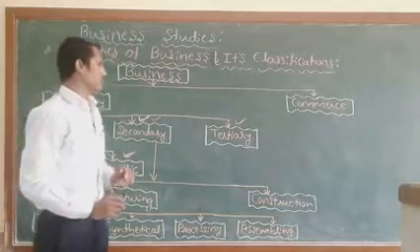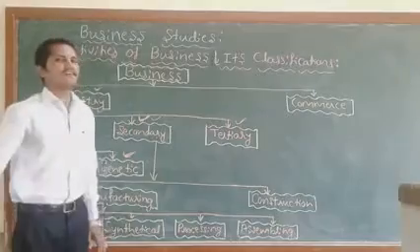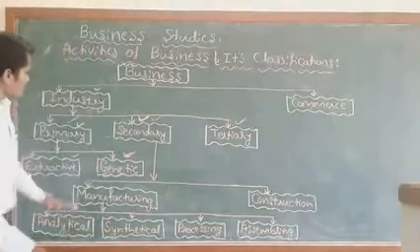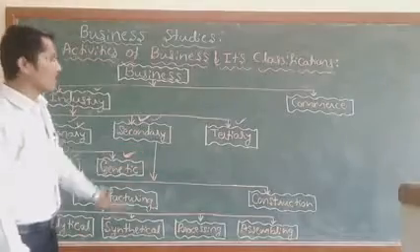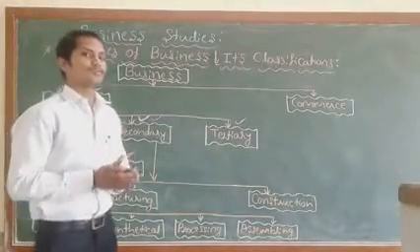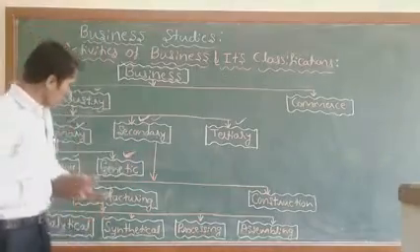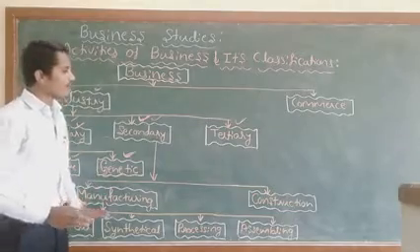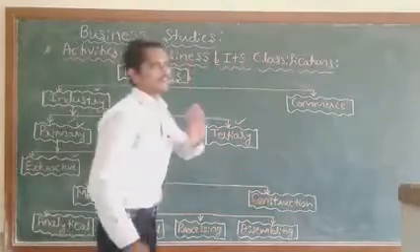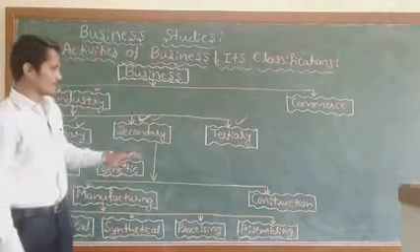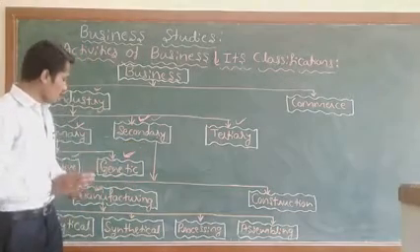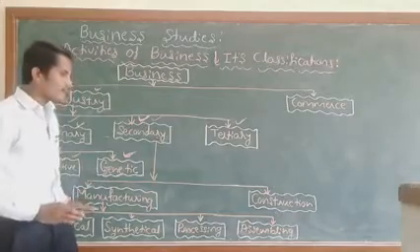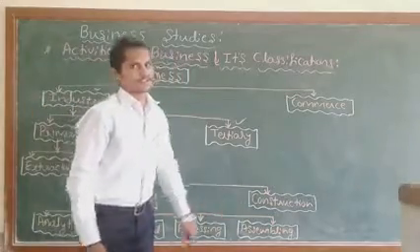The secondary industry is again categorized into two parts. The first one is manufacturing and the other one is construction.